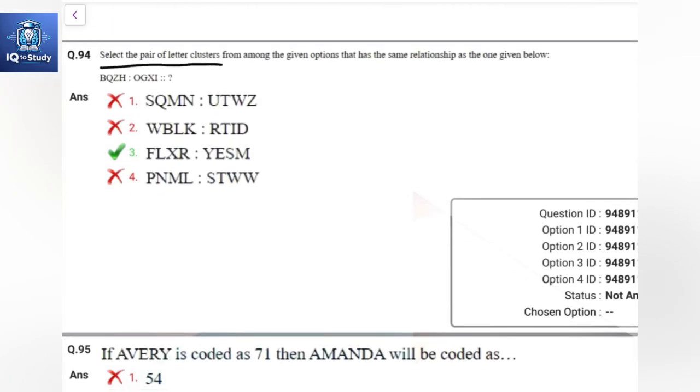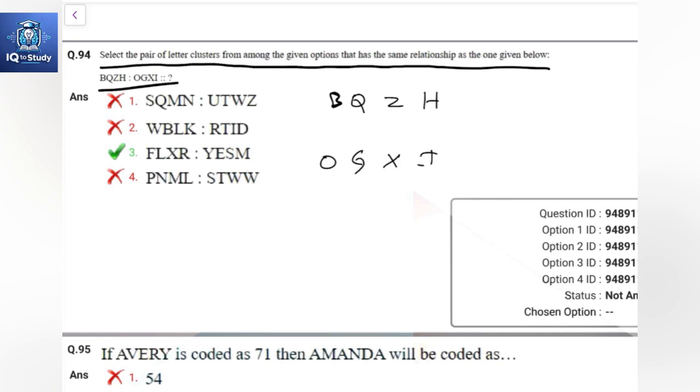Select the pair of a letter cluster from among the given options that has the same relationship as the one given below. Given BQZS is equal to OGXI. The logic is like B plus 7 is I, H plus 7 is O, Q plus 7 is X, and Z plus 7 is G.